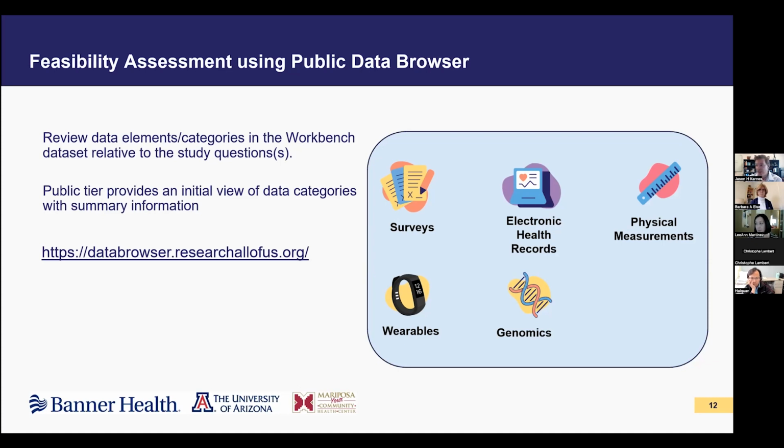Much harder to get into the workbench and actually get this data on a row level basis. But that is also completely acceptable if you want to use the workbench to actually provide feasibility in terms of sample size or in terms of availability of the data points that you're going to be using.